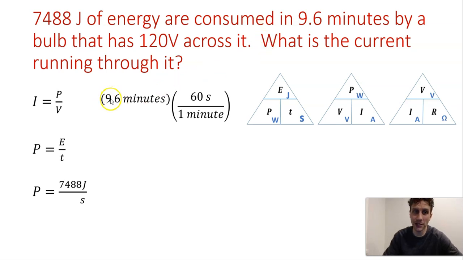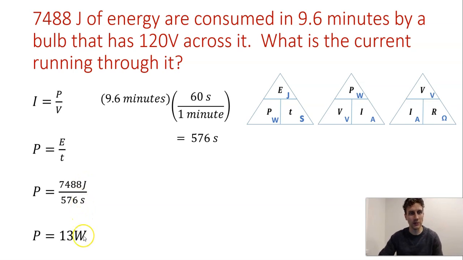Now how do I calculate this? I go 9.6 times 60 divided by 1, and that gives me 576 seconds. Now, what do I do with that? I want to put that as the time in there. So 576 seconds. What a beast of a question. But when you solve these, you feel really good. So power is joules over time. That gives us 13 watts.